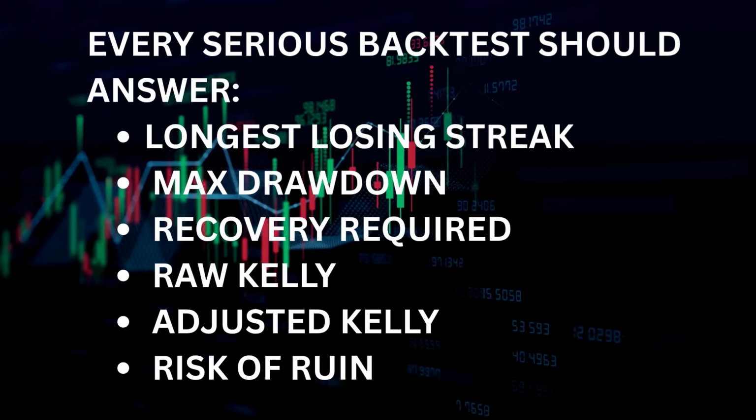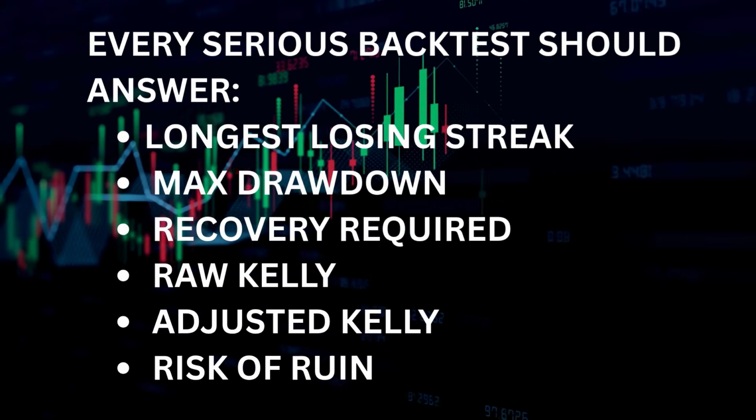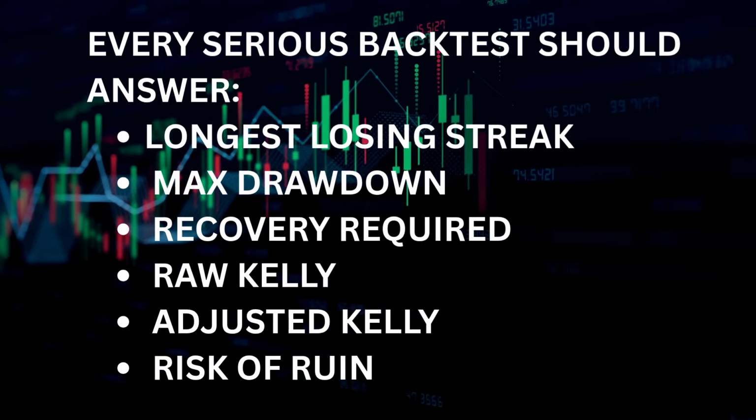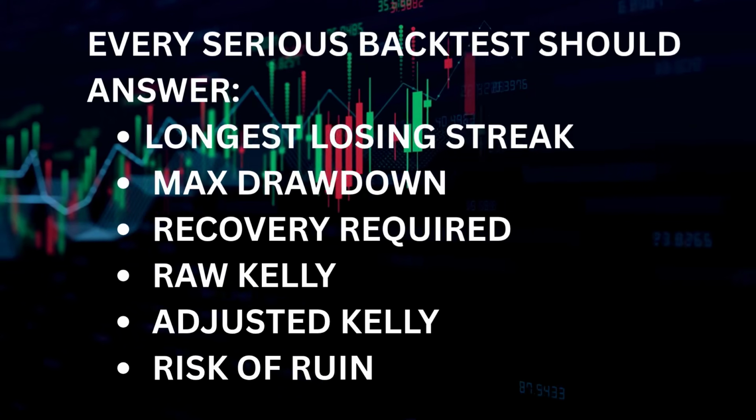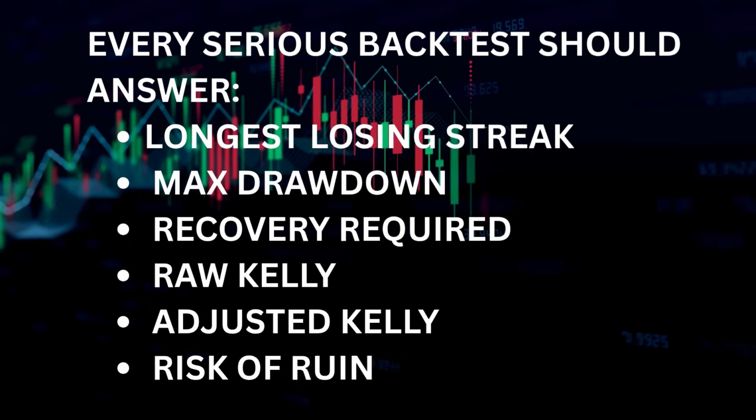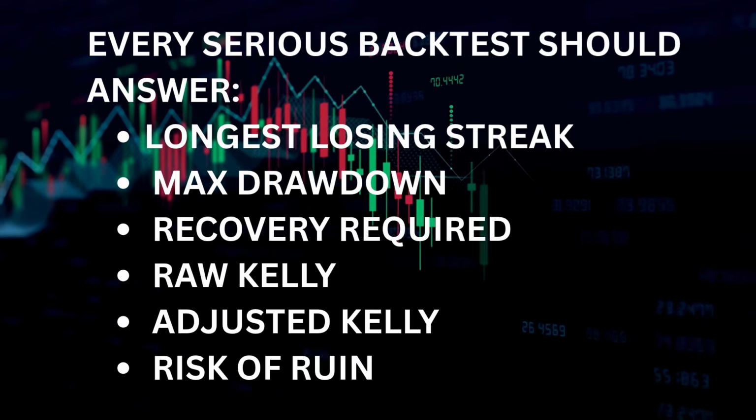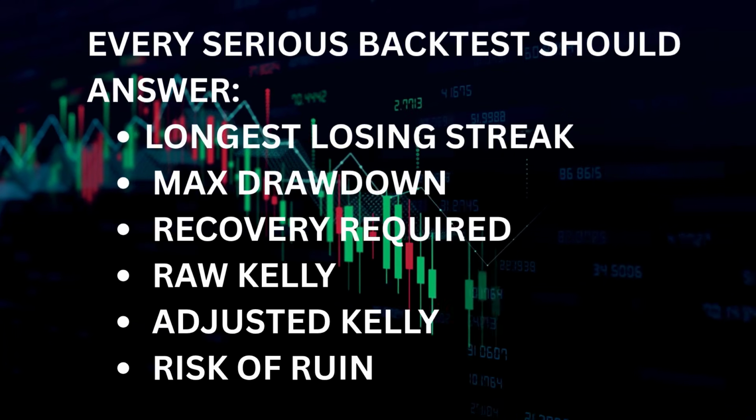So here is the practical framework. Every serious backtest should answer a handful of non-negotiable questions. What was the longest losing streak? What was the max drawdown? What return would be needed to recover from that drawdown? What does raw Kelly suggest? What does my adjusted Kelly look like once I factor in the losing streak profile? And what does the risk of ruin look like if I trade it that way?